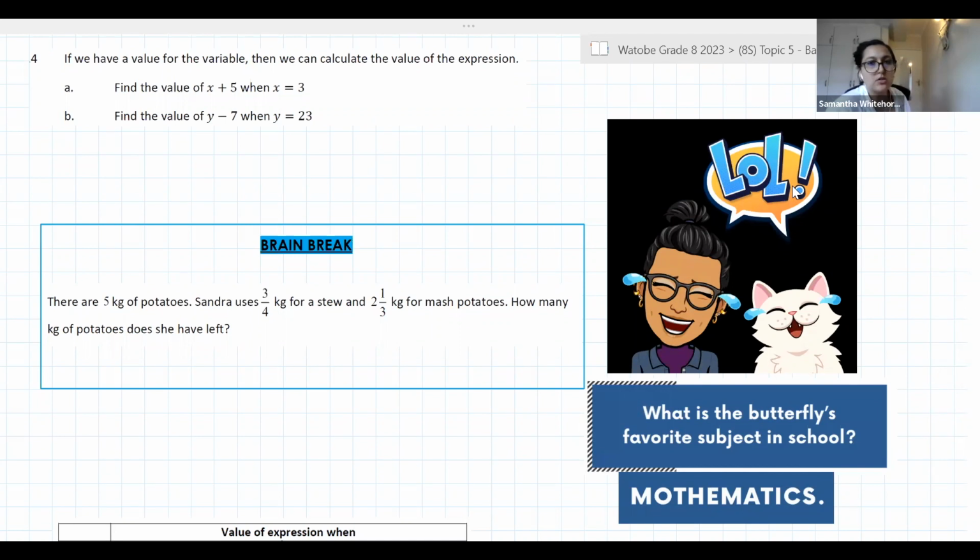We can't have 12 kilograms left if we only started with 5, unless we're bringing potatoes in from somewhere. So we definitely have to have less than 5 kilograms.